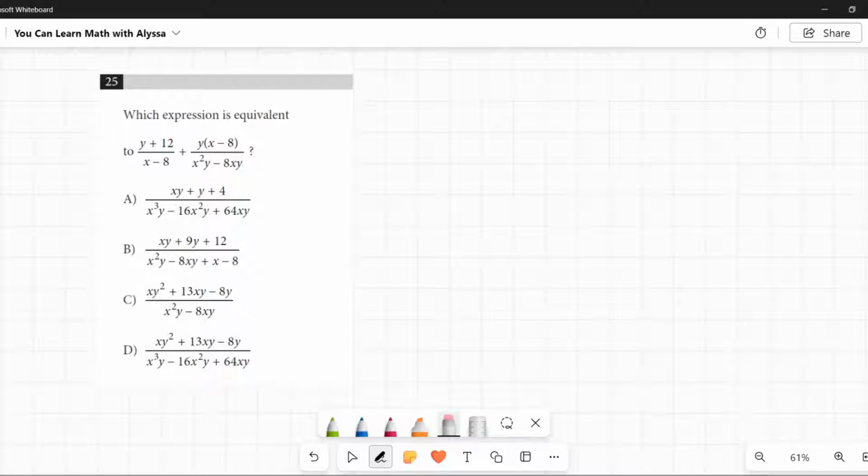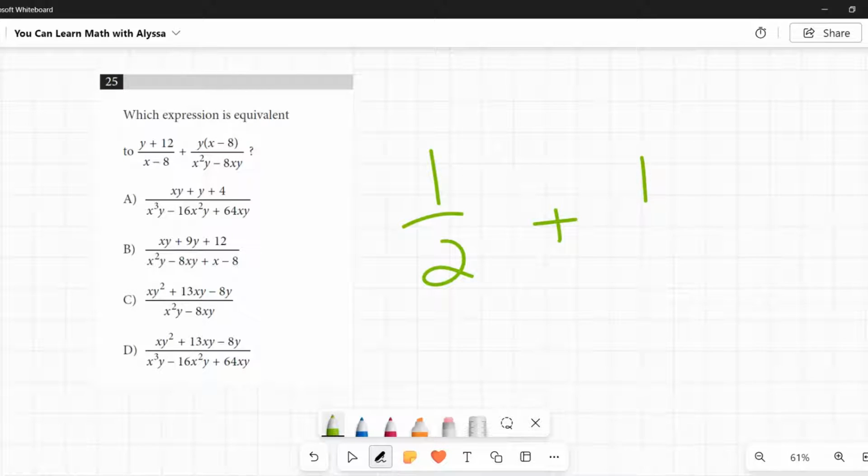All right, anytime you want to combine two fractions, they have to have the same denominator. It doesn't matter if I'm adding 1/2 and 1/4, or if I'm adding 1 over 2x plus 1 over 4y. They have to have the same denominator, then I can add them. So let's look at these two.